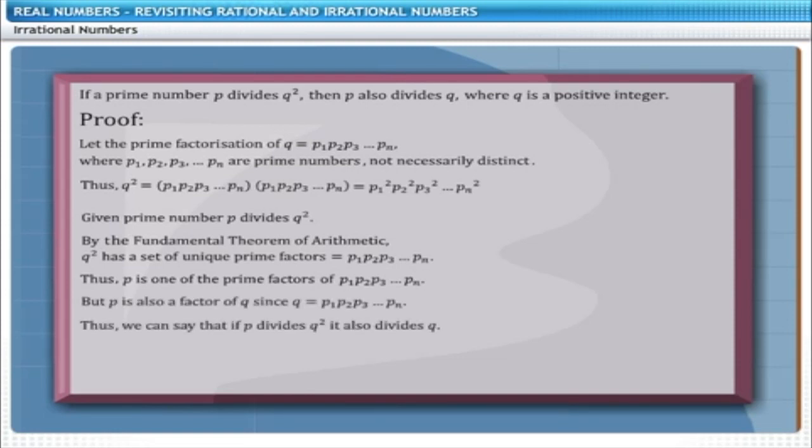But P is also a factor of Q. Thus, we can say that if a prime number P divides Q square, then P also divides Q, where Q is a positive integer.